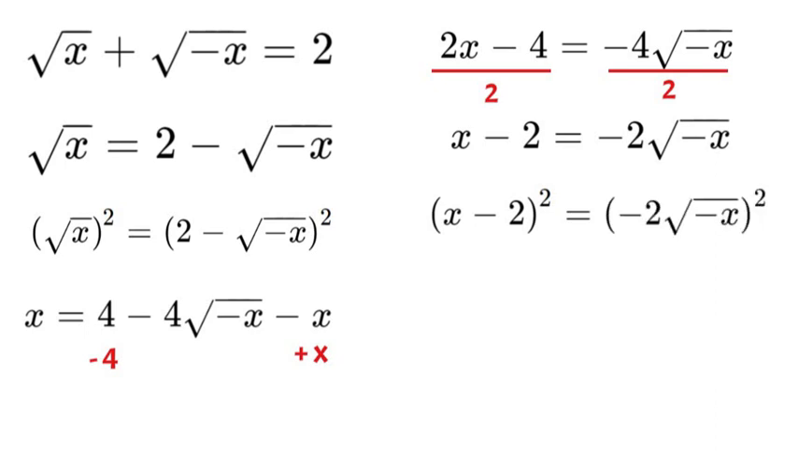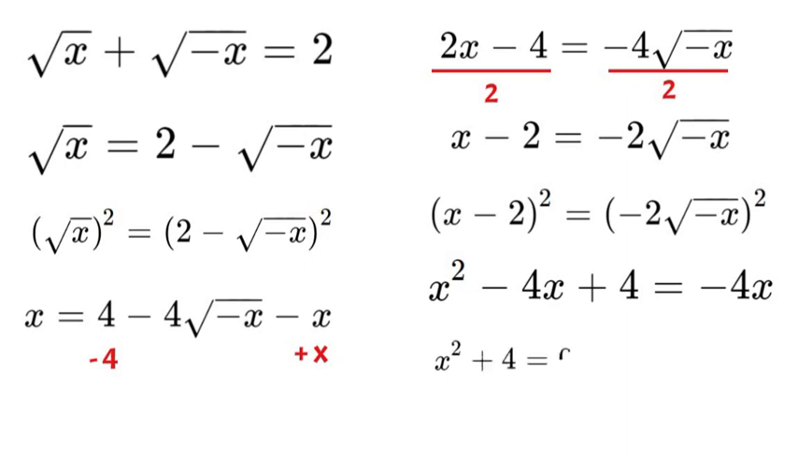So that'll leave us with x squared minus 4x plus 4 is equal to negative 4x. Now we can add 4x from the right side to the left, so I have x squared plus 4 is equal to 0. We'd subtract 4, so we'd have x squared is equal to negative 4. Now we would take the square root of both sides. We'd have x is equal to plus or minus the square root of negative 4.